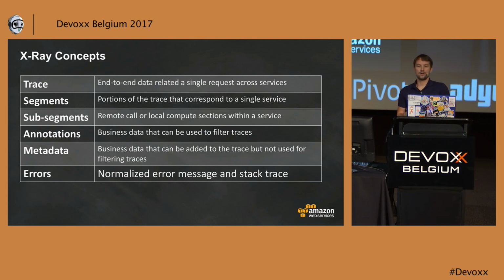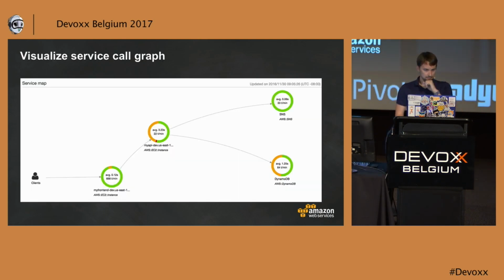Annotations are data that you can put into traces that allow you to filter on them later. They're things that you can be indexed on. Whereas metadata is just useful business information, but you can't actually query or search by it. Then we have errors, and errors are this stack trace that's normalized across all languages and across all invocations of services. So you can dive deep on the individual stack traces.